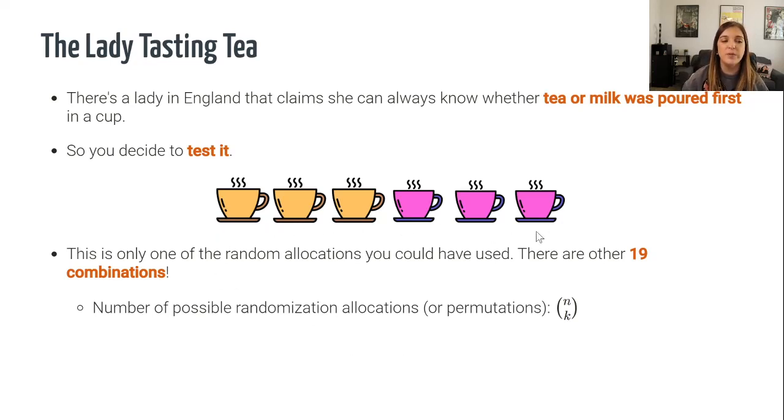So as you can see, this is only one of the random allocations that I could have used. There are actually 19 other combinations. With 6 cups and 3 assigned to milk, there are actually 20 combinations, which is n choose k. So in this case, 6 choose 3. As you can see, we have 3 with milk first, 3 with tea first, but I could have gone milk, tea, milk, tea, milk, tea, or milk, milk, tea, tea, milk, milk, milk, tea. You get the gist. There are a lot of different combinations, so this is just one of them.